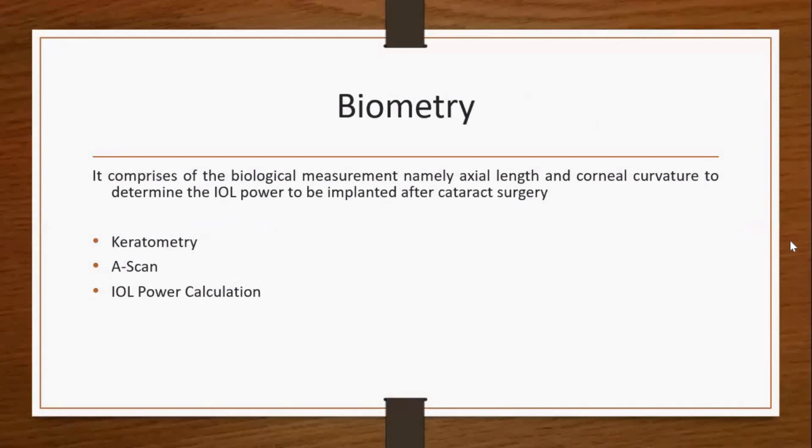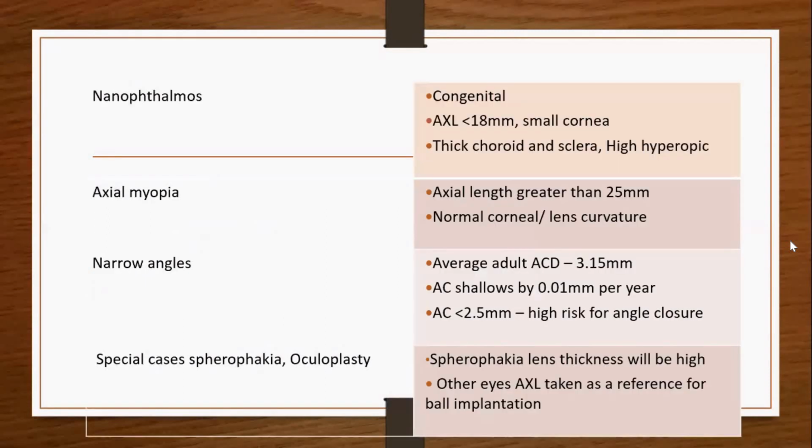As optometrists, our major part is doing the biometry. Biometry is very important for calculating the IOL power. Biometry mostly comprises 3 major categories: one is the keratometry, then the A-scan, and then the IOL power calculation. These are the main few clinical conditions in which you can have a difference in the axial length values, and these are challenging cases that you can see in normal OPDs.